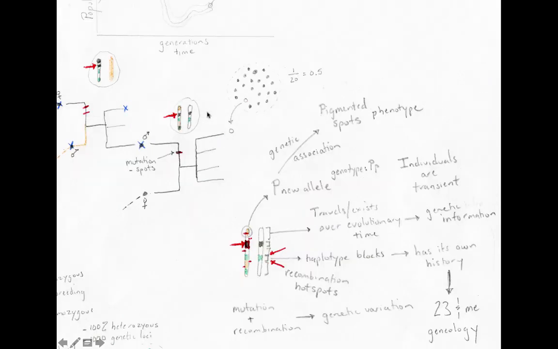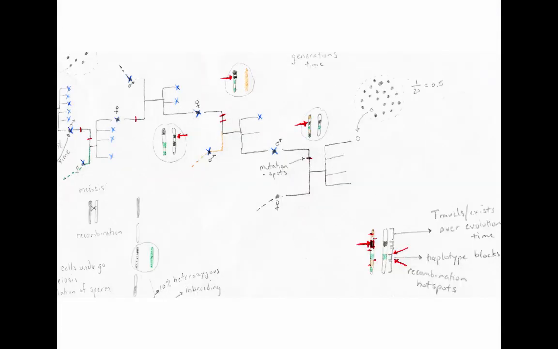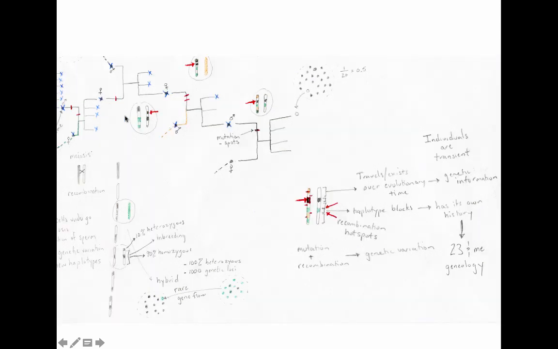Oops, sorry about that. Where do we go? This way. Sorry. Okay, so yeah, we're following the green haplotype block. We're following that back through its history and back to here. And so it came in over here. So that haplotype block came in on this lineage here. So each haplotype block actually has its own history.